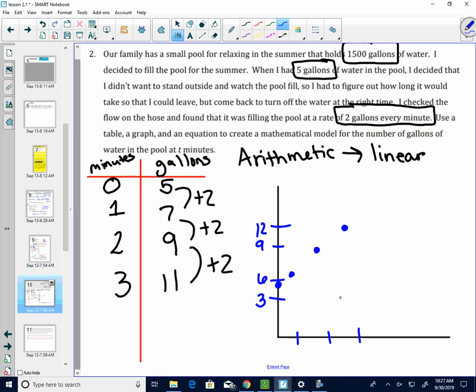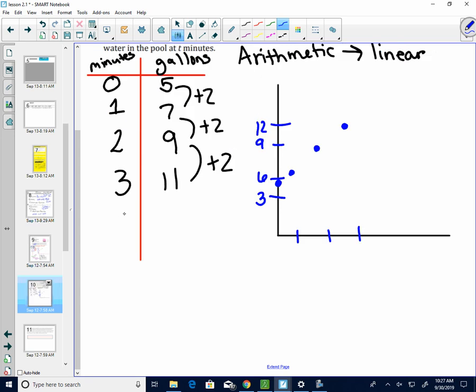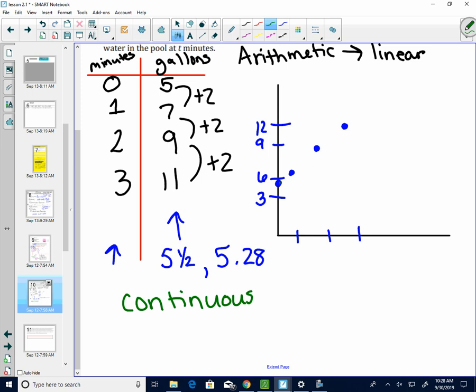So now we've got to decide, is it continuous or discrete? So we got to ask ourselves, are we just counting, or can we have parts of stuff? So it makes sense if I look at minutes, I can break minutes down into seconds, milliseconds, so I can have parts of minutes. When I look at the gallons, can I have parts of a gallon? Can I say that at some point, she has 5.5 gallons of water in there? At some point, she has 5.28 gallons of water in there. And I can, and it makes sense, so that makes this data continuous, because I can have parts of a minute and I can have parts of a gallon.